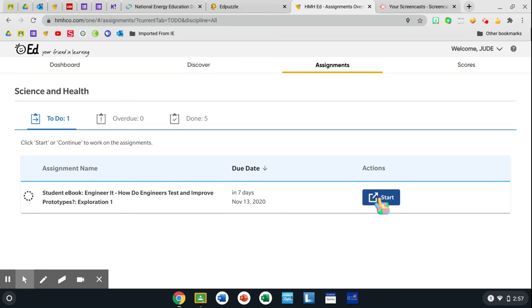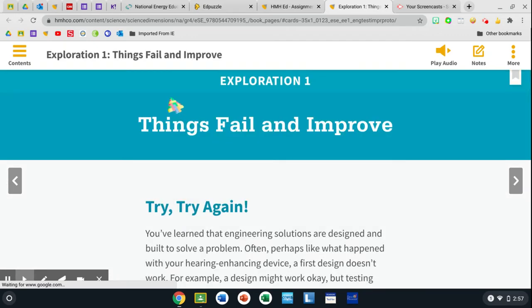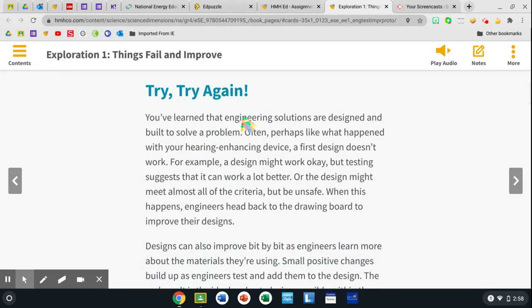Now we're going to start exploration 1. So you're going to click start, and we're going to work right through this. So exploration 1 is called Things Fail and Improve. Try again. You've learned that engineering solutions are designed and built to solve a problem. Often, perhaps, like what happened with your hearing enhancing device, a first design doesn't work.